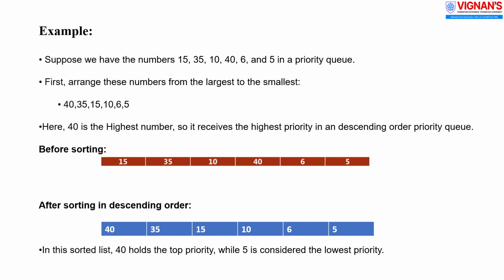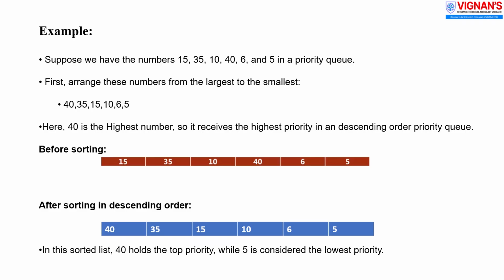Example of a max priority queue. Suppose we have the numbers 15, 35, 10, 40, 6, and 5 stored in a priority queue. First, we arrange these numbers from the largest value to the smallest value. After arranging, the order becomes 40, 35, 15, 10, 6, 5.